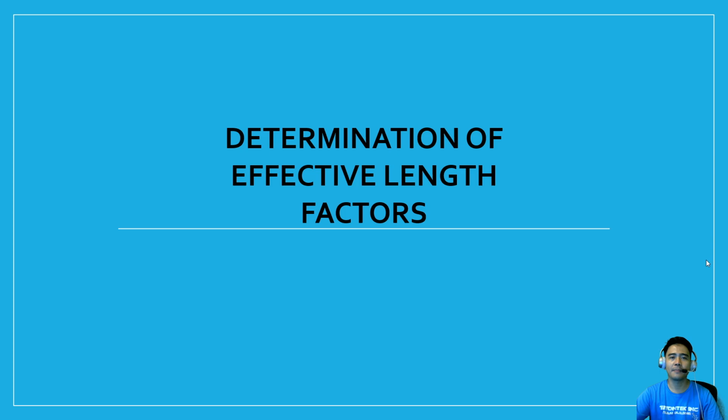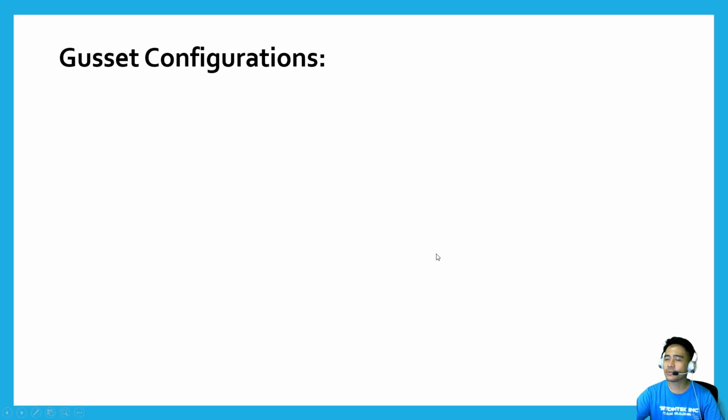In this episode, I will be talking about determination of effective length factors. These factors are used when checking our gusset compression buckling. Let's proceed. So first, we need to identify different gusset configurations.